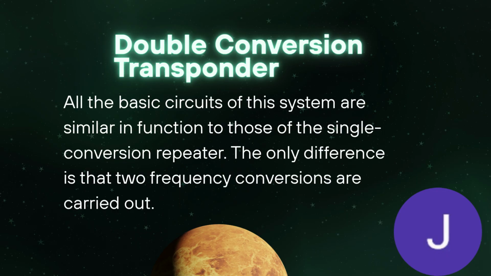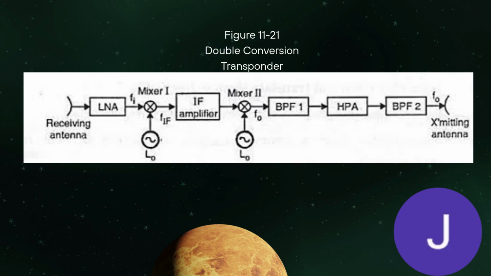The difference between the single conversion and double conversion is that the single conversion only has one mixer and the double conversion has two mixers. Here's a figure of a double conversion transponder. It also has a receiving antenna, LNA, amplifier, BBF, HPA, and BBF, and also the transmitting antenna that sends the signals down to the earth.